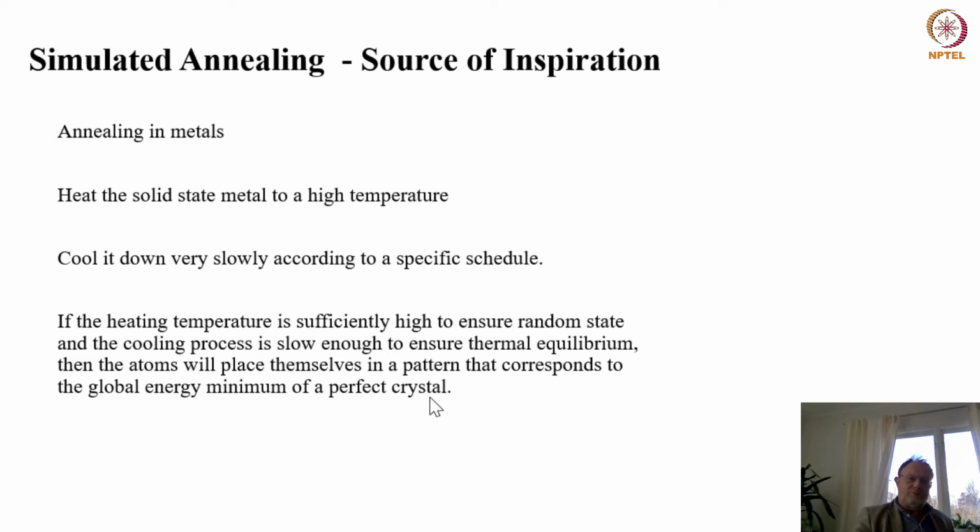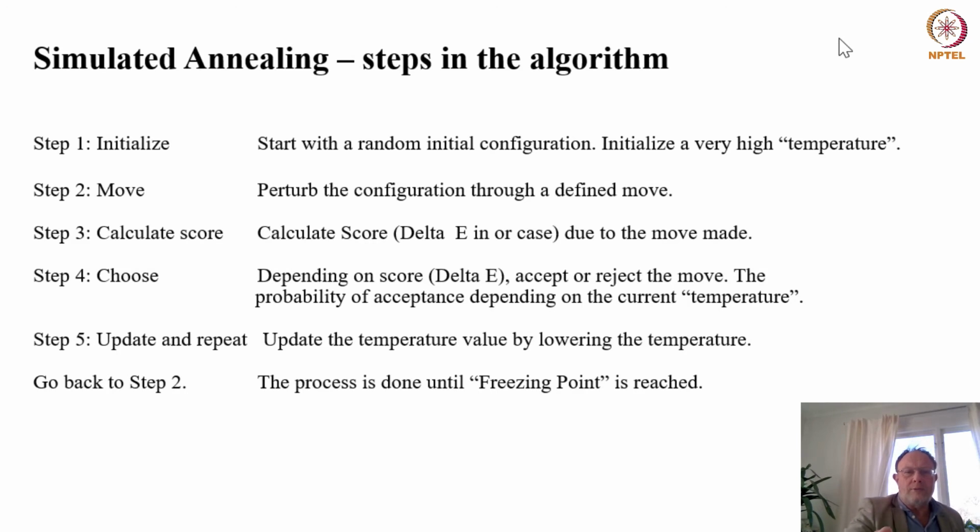What we want is an optimized solution to our problem, depending on how we model our problem. That means that we want to find a global minimum. So that's the analogy we strive for. So one way of describing simulated annealing, the steps in such an algorithm, would be the following. First you initialize. You start with a random initial configuration. You initialize a very high temperature value of that parameter.